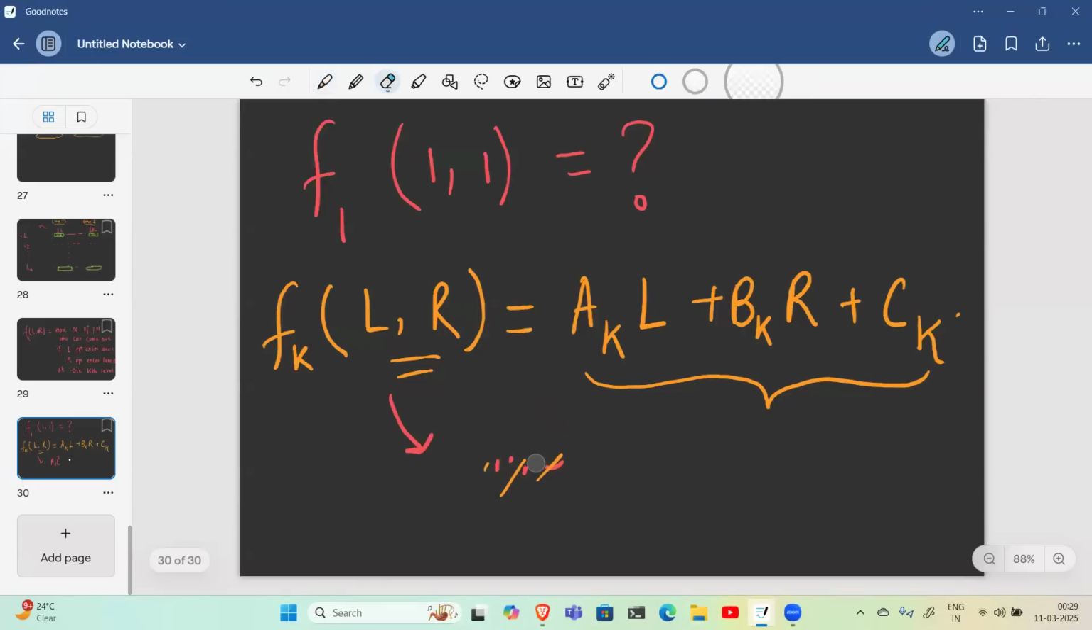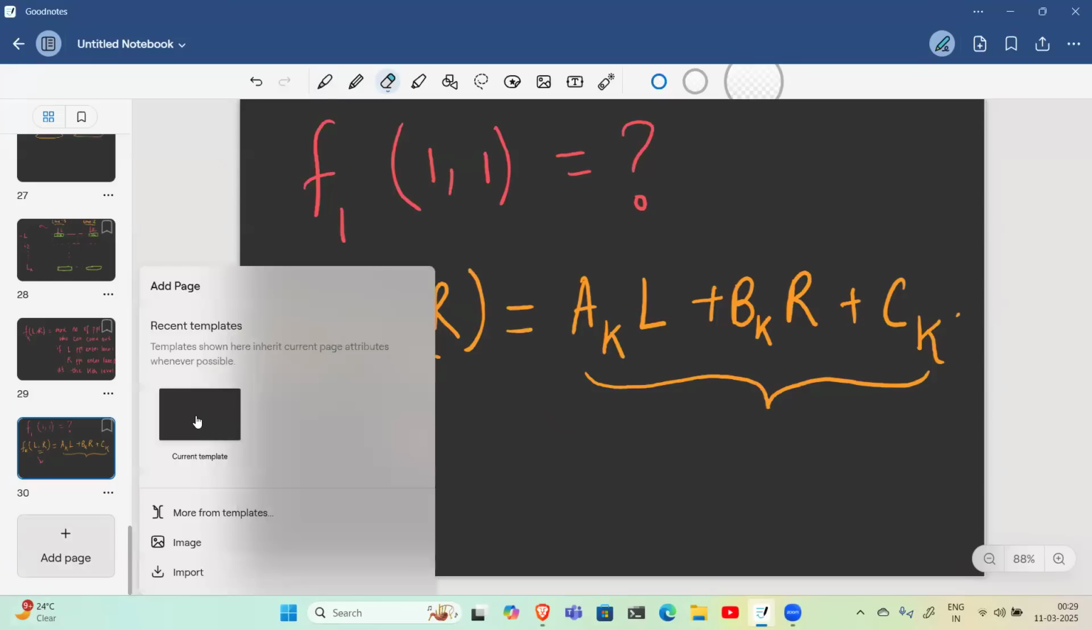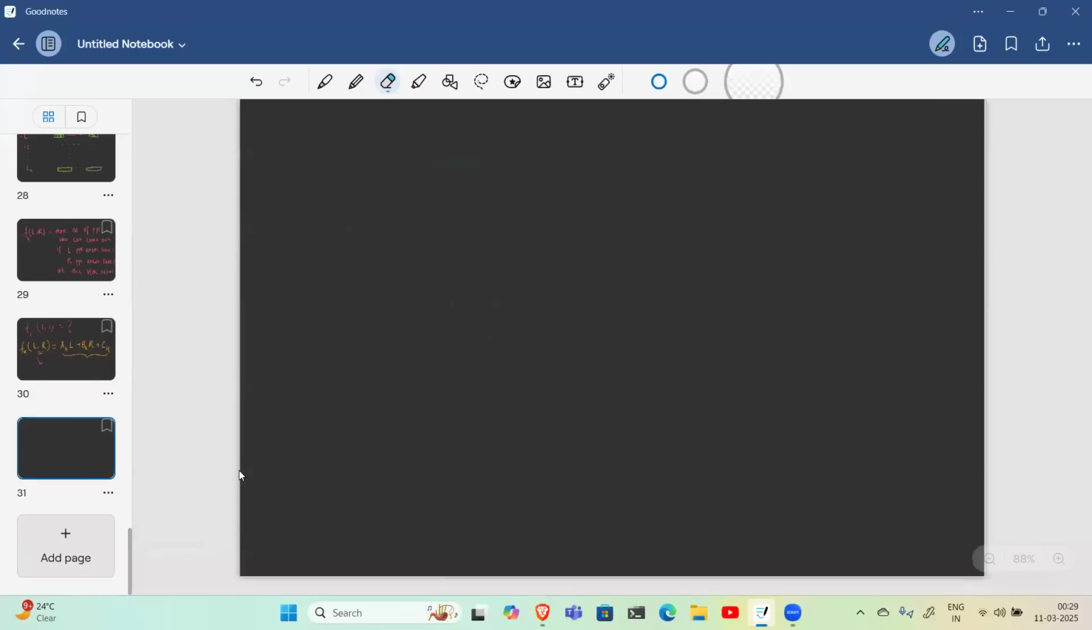So that means the function fk(L, R) will be of the form ak L plus bk R plus ck. So what suffices is to find the values ak, bk, and ck. That is what we are interested in: finding the coefficients. If we can somehow find that, the entire function description is known, and then we can simply plug in the values of L and R to find the final answer. So we basically need to find the values of ak, bk, and ck. Okay, great.